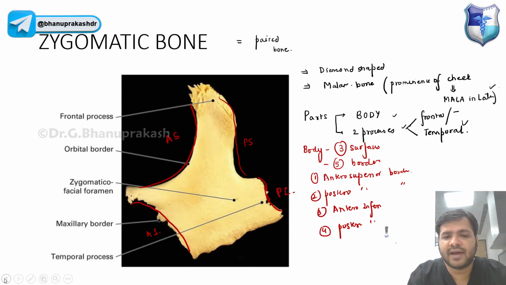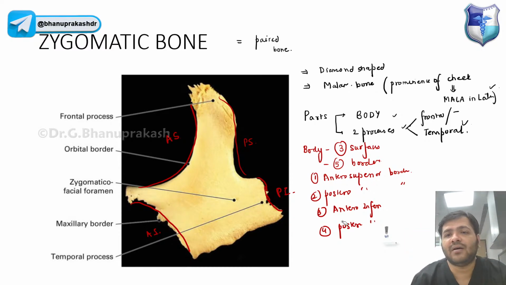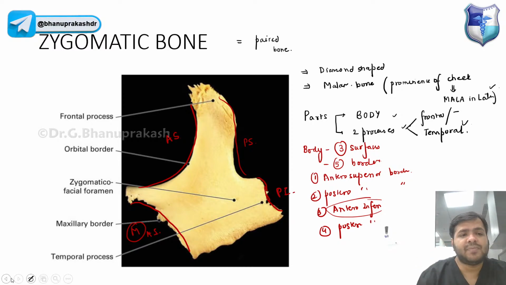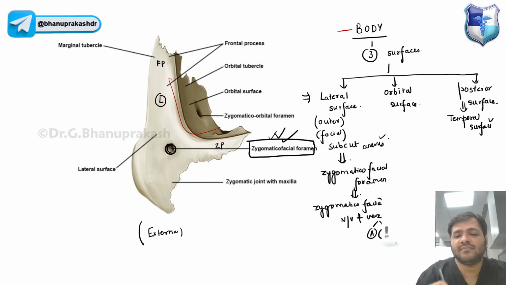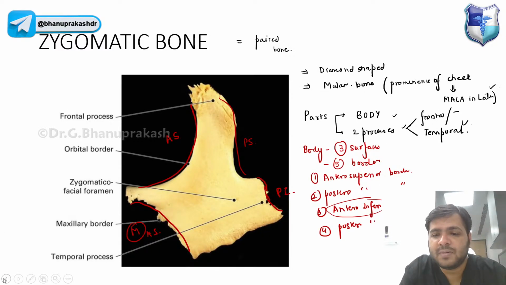Now, guys, just try to remember the antero-superior border. Basically, it forms the inferolateral margin of the bony orbit, forming the inferior part of the orbit. The antero-inferior border articulates with the maxilla. The posterior superior border is in the form of a letter F, written like an italic alphabet F. You have to remember that.